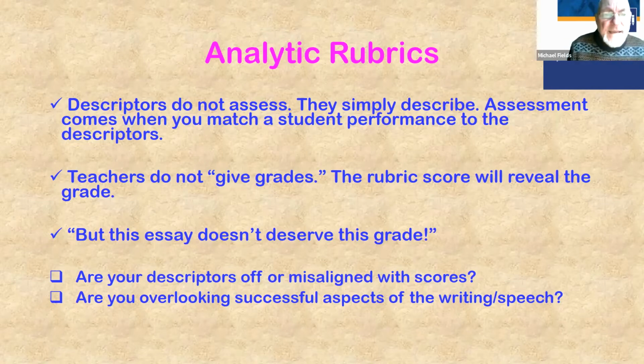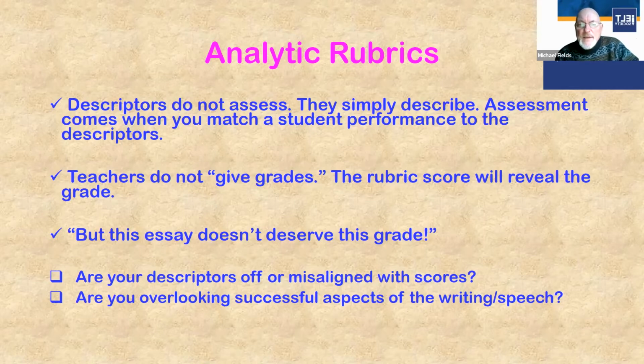And I've had some teachers say, but this essay doesn't deserve this grade. And they just feel that, they know what they're doing. And I looked at this, I used the rubric that you gave me. I scored it the way you wanted me to, and I just don't think that this essay really deserves this grade. So I have two answers to that. One is, well, maybe the descriptors are off. Maybe the descriptors aren't doing their job, or maybe they're misaligned with scores. And maybe through the use of the rubric, you want to rewrite the descriptors. That's a possibility. But I think there's another possibility, which is probably more likely.